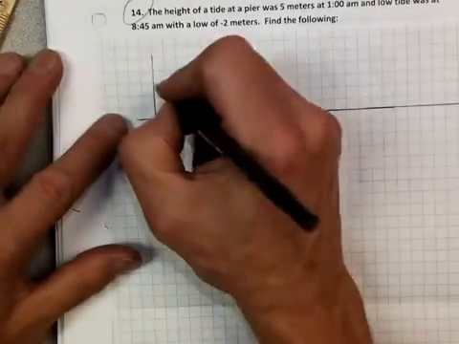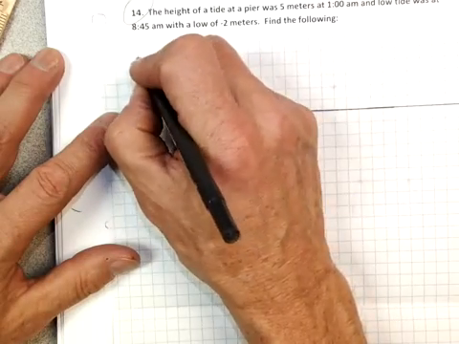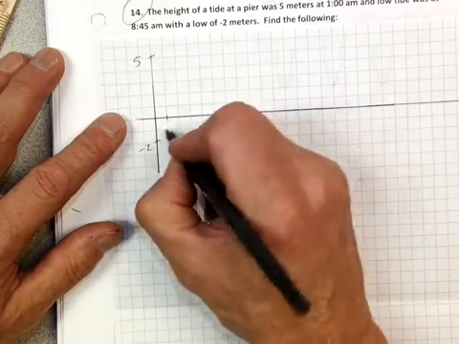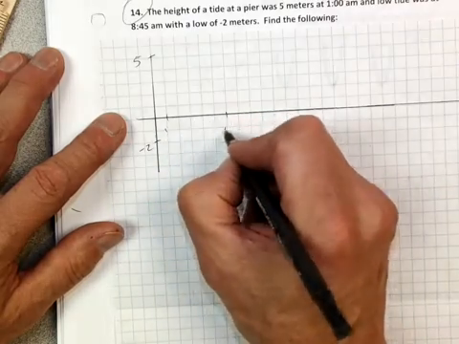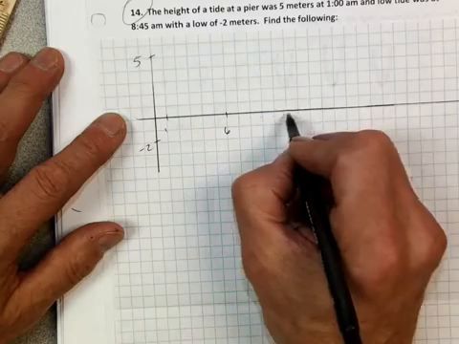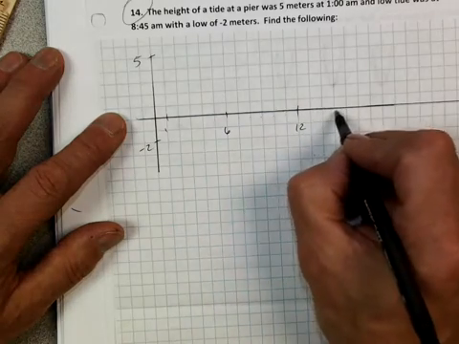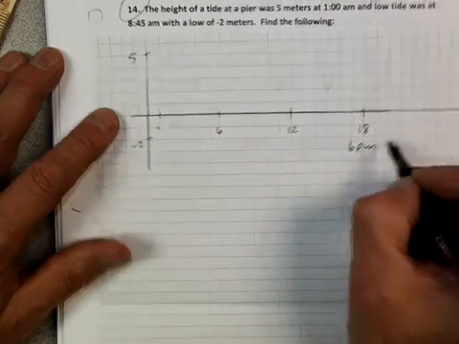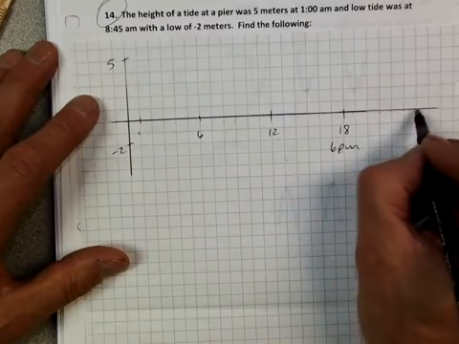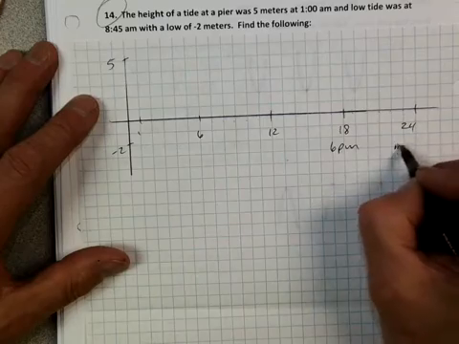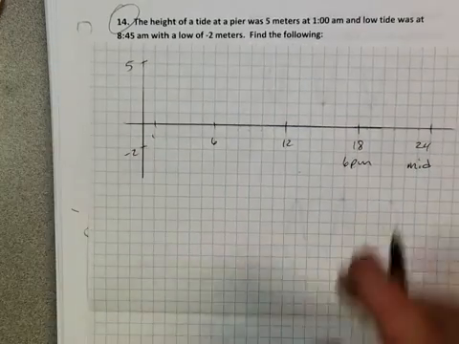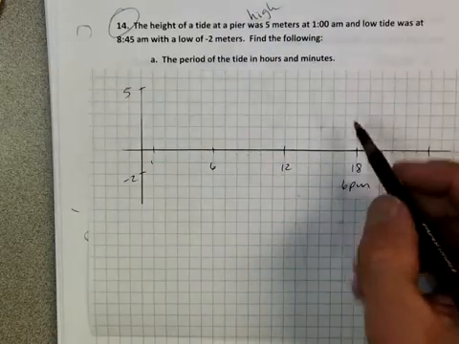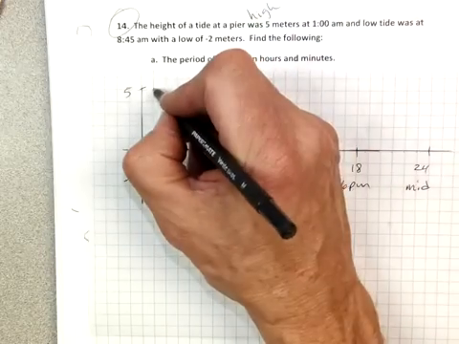I'm going to go 1, 2, 3, 4, 5, 1 a.m., 2, 3, 4, 5, 6, 7, 8, 9, 10, 11, 12, 1, 2, 3, 4, 5, 6, 1800 or 6 p.m., 1, 2, 3, 4, 5, 6, 24 or midnight. Okay? So, high tide, this is high tide. 5 meters, 1 o'clock, right there.